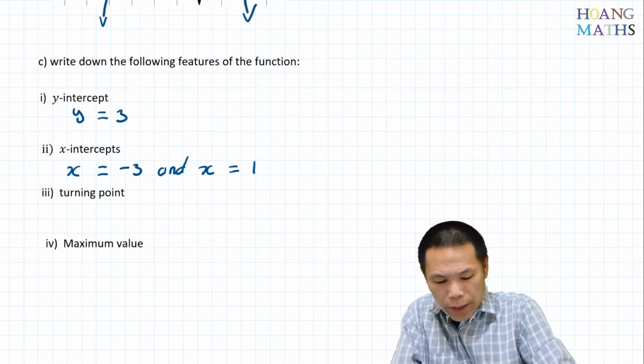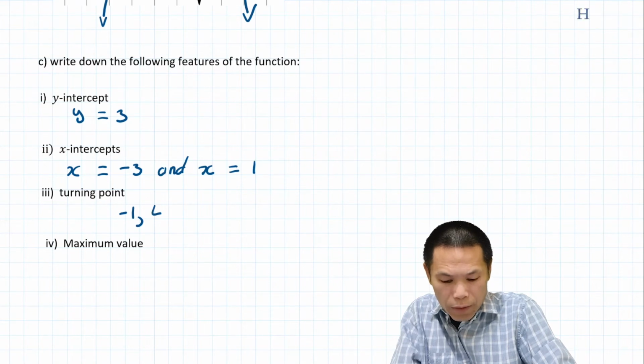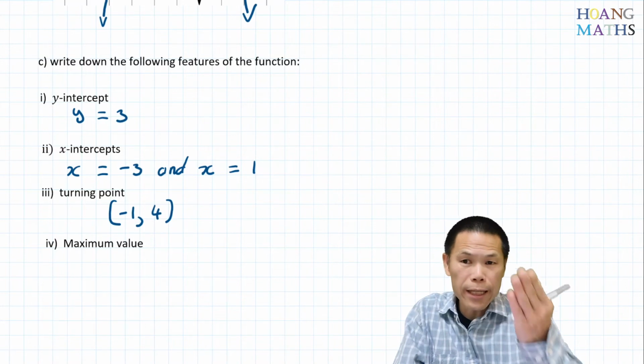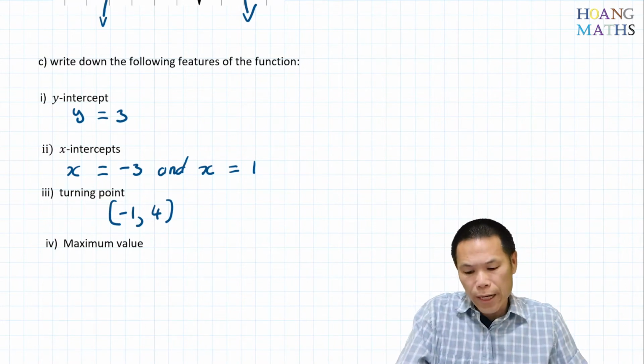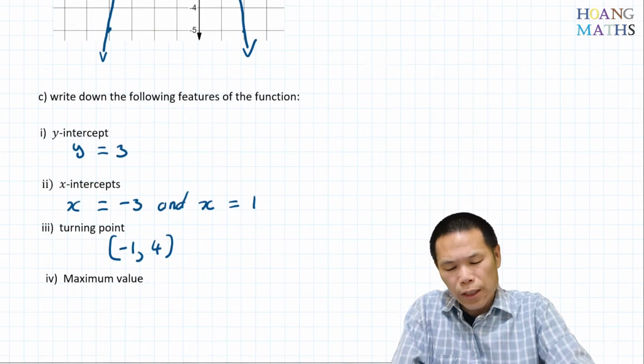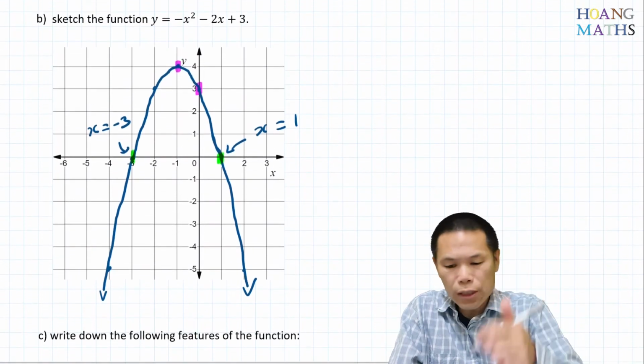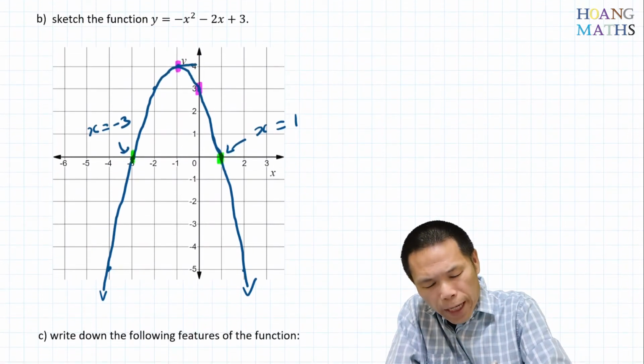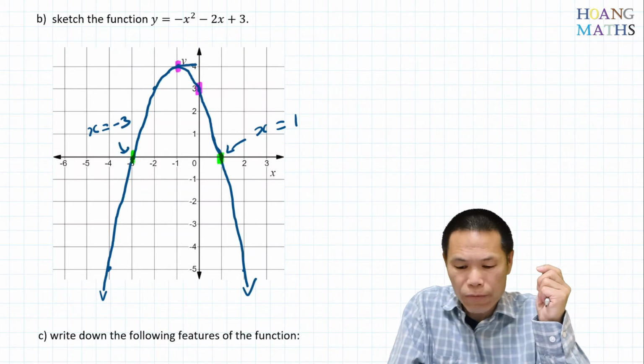So the turning point is x is equal to negative 1 and y is equal to 4, because it said turning point. So we need to write down the x and the y value. Okay. Now the maximum value. So the maximum value for this graph here is 4. Okay. So the turning point will tell you the maximum value.